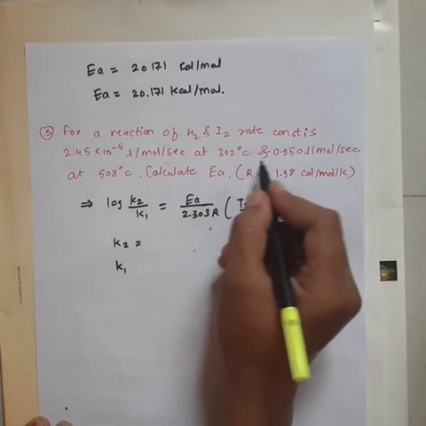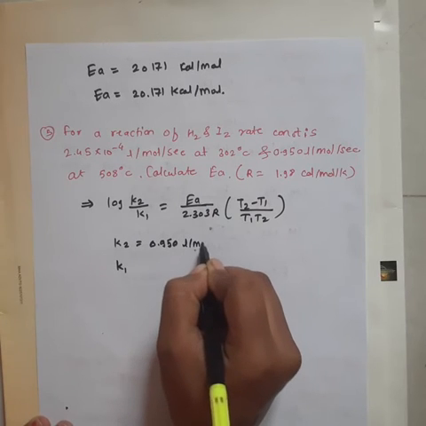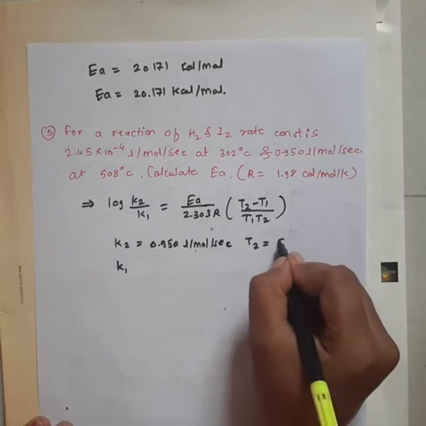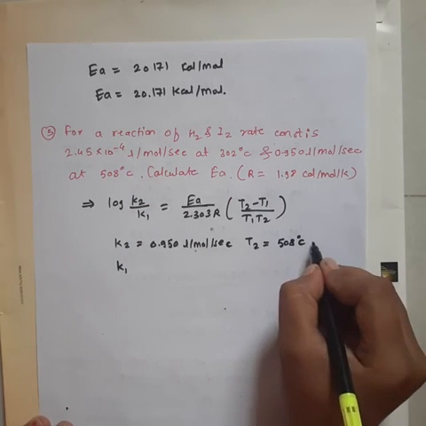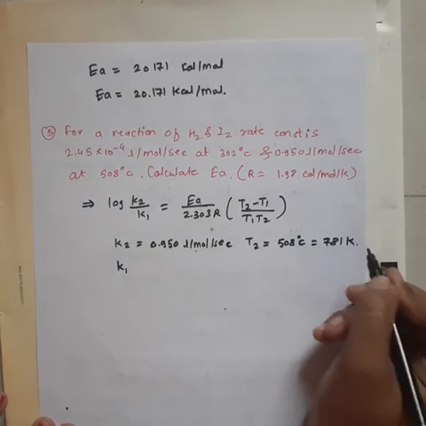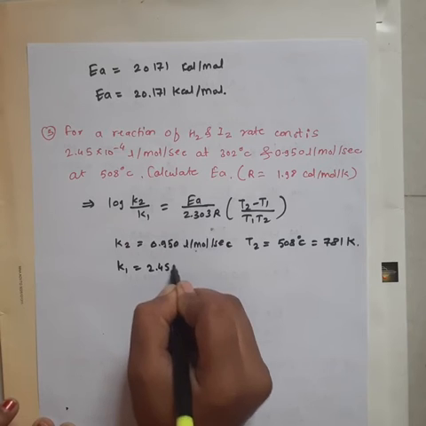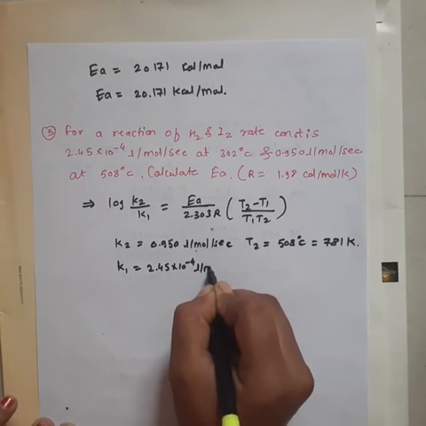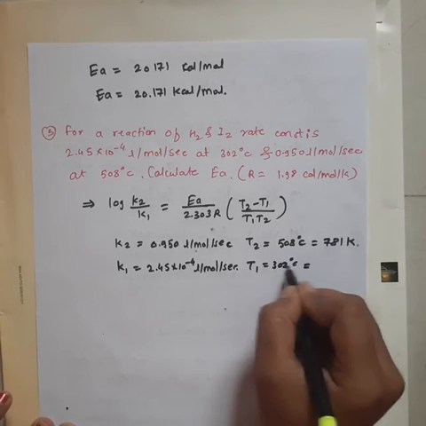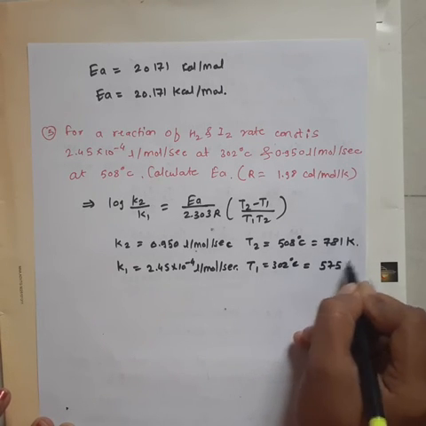Therefore K2 is 0.950 liter per mole per second. And T2 is the higher temperature, that is 508 degrees Celsius. In Kelvin, it is 781 Kelvin by adding 273. And the lower rate constant K1 is 2.45 into 10 raised to minus 4 liter per mole per second, and the temperature is 302 degrees Celsius. In Kelvin, 302 plus 273, that is 575 Kelvin.